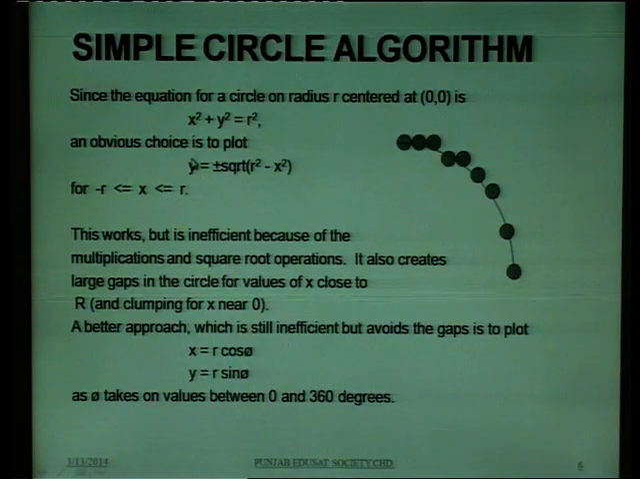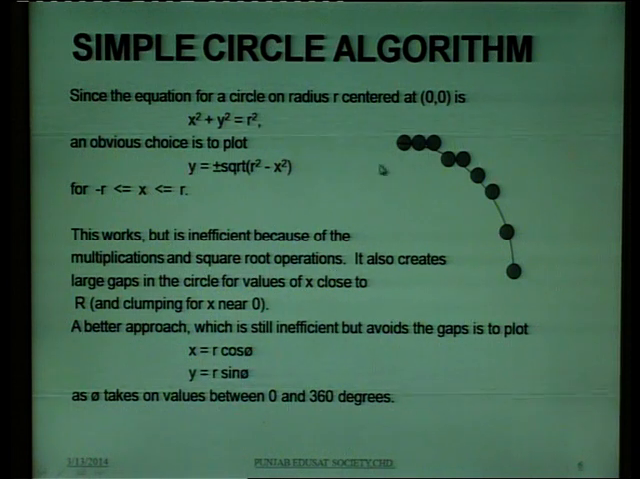The obvious choice will be to find out the value of y, which is the square root of r square minus the x coordinate square, means the square root of r square minus x square, in plus minus values. So, the value of x will be lying between the positive value of the radius and the negative value of the radius, means x lies between minus r and r. This will be working, but this is an inefficient technique because of the multiplications and square root operations.